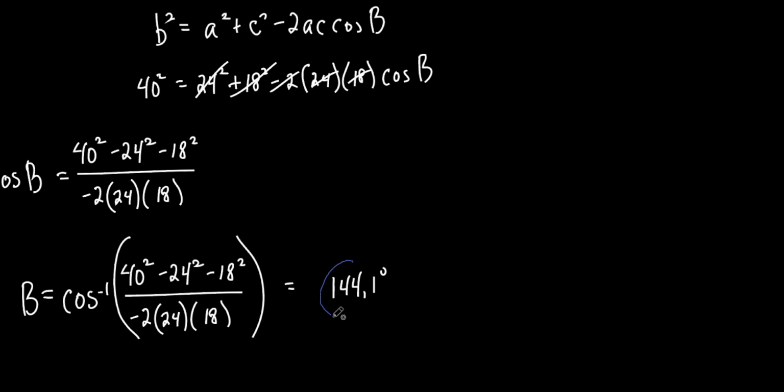So angle B is 144.1 degrees. Now we got to find angle A and angle C. I decided to find angle A next. Don't know why, probably because the book did, all right? But you could have found angle C next if you wanted to.